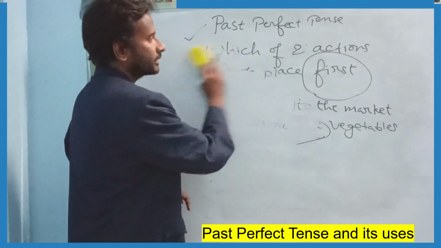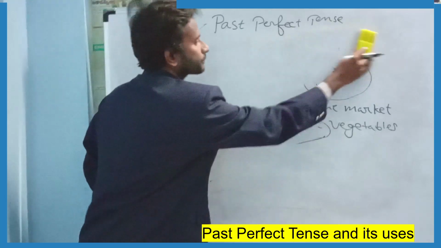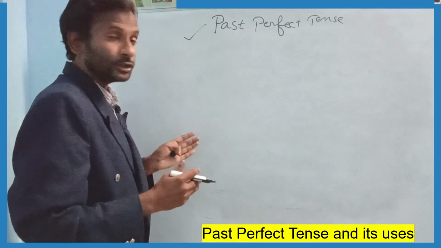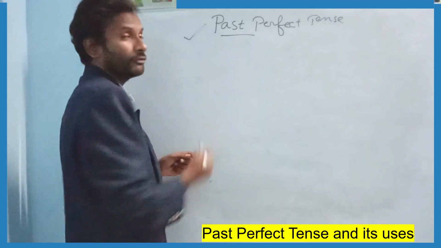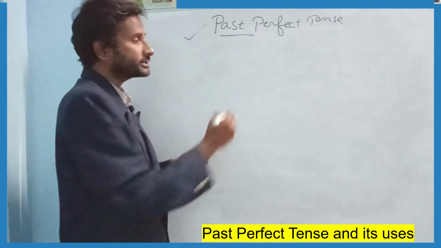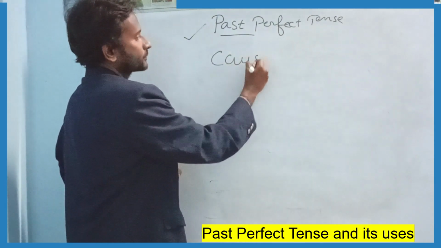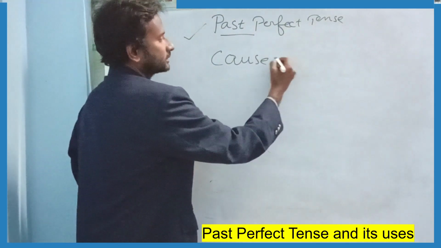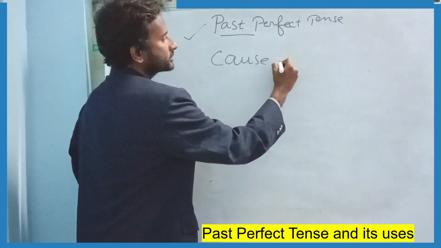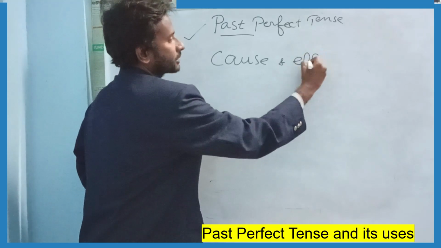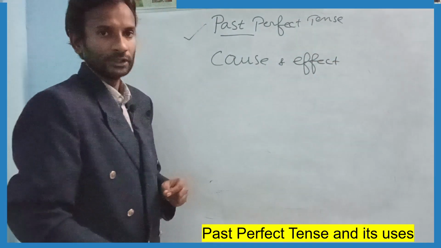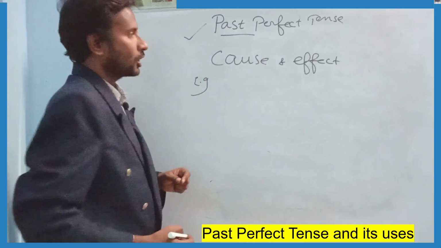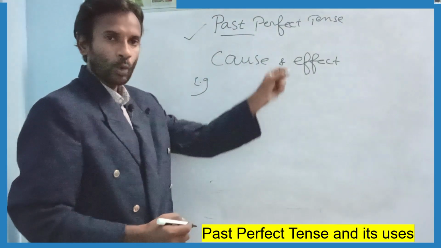We will learn the second use. The second use of past perfect tense is when two past actions have a cause and effect relationship. Cause and effect. Now, I will give you one example mentioning one cause and one effect.